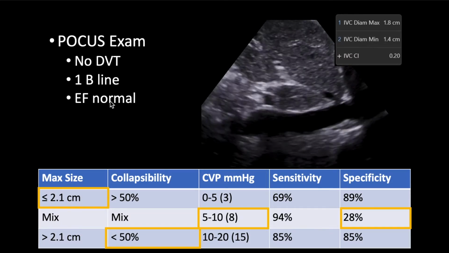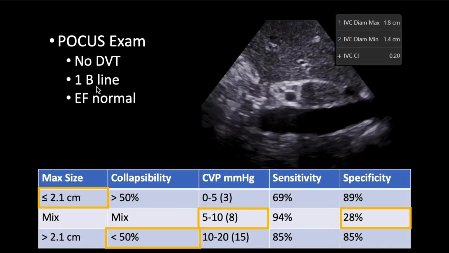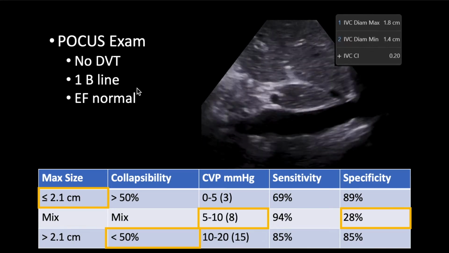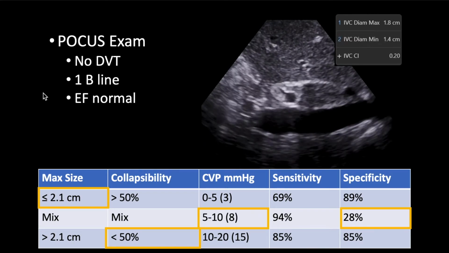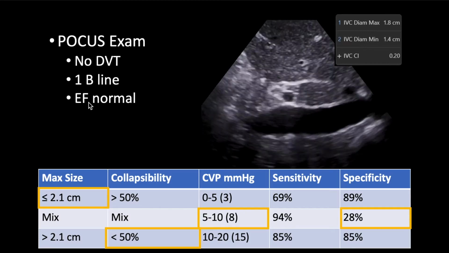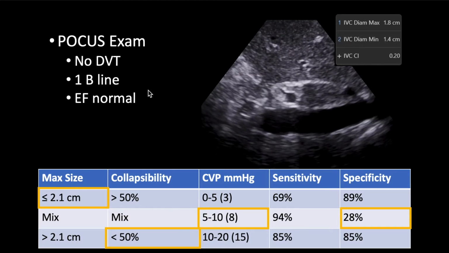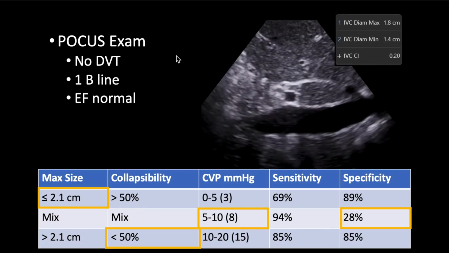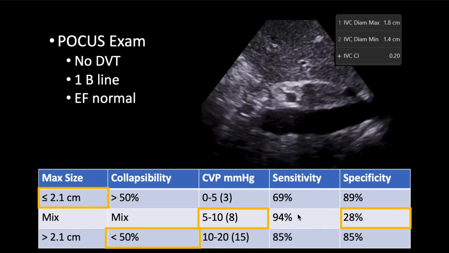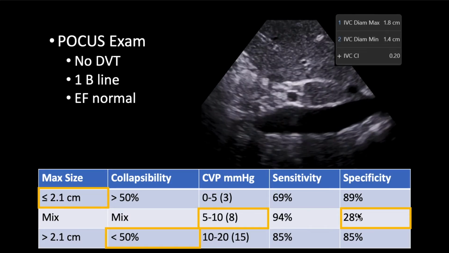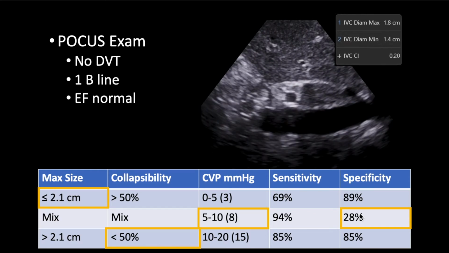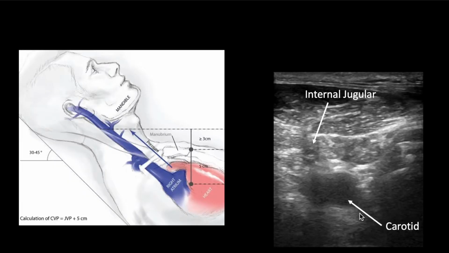I'm thinking less likely CHF. He only has one B line in his anterior and lateral lung zones, which is minimal to no significant pulmonary edema. And his heart looks totally normal. The EF is normal. There's no right heart strain, no pericardial effusion. So how do we sort out this central venous pressure when we're in this middle mixed category? This is a great time to do jugular venous pressure ultrasound.